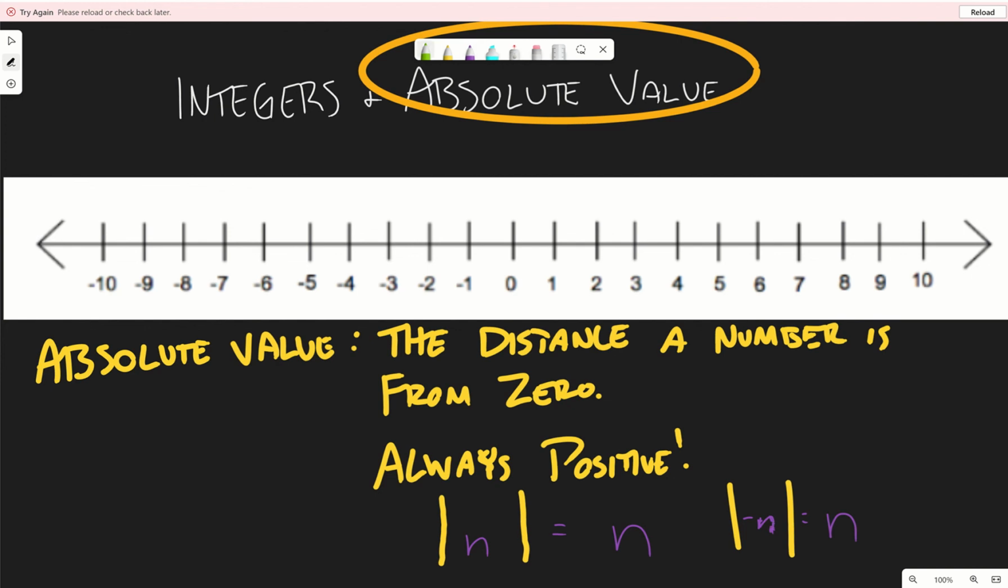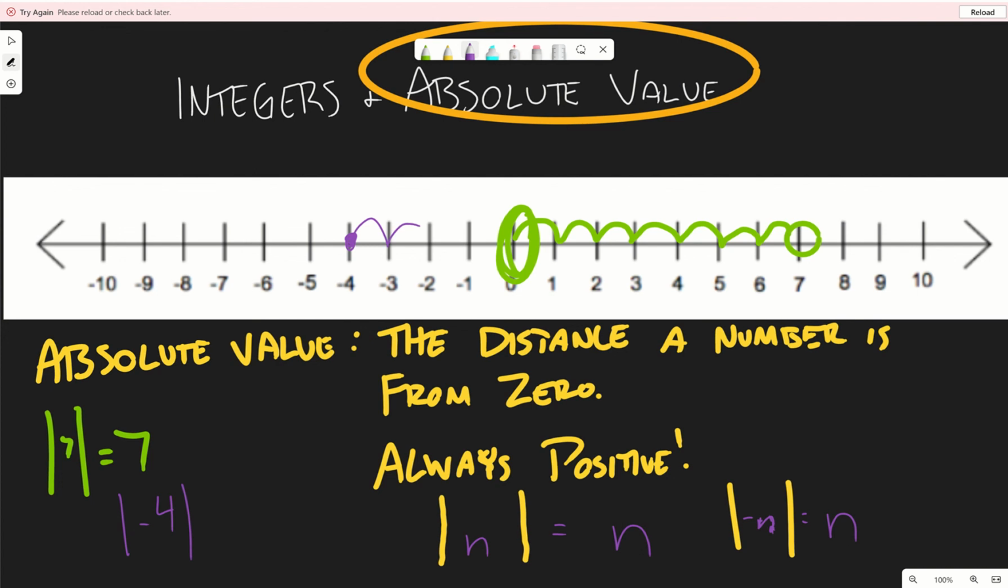So if I said, what is the absolute value of 7? Well, 7 is 1, 2, 3, 4, 5, 6, 7 places away from 0. It's 7. What if I said, what is the absolute value of negative 4? Well, negative 4 is 1, 2, 3, 4 places away from 0. So my answer would be 4.